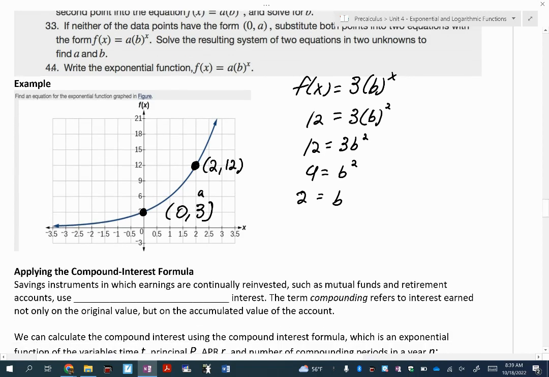Okay, so my answer for writing the exponential equation, don't stop there, is going to be my a value, 3, times my base of 2 raised to the power of x. All right, so that's it for that one.